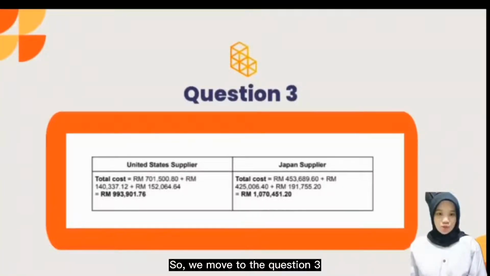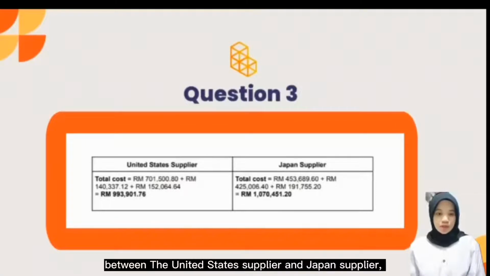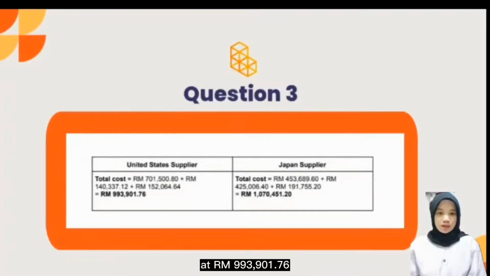We move to question 3, which asks us to determine which supplier Potim Group should sign the contract with. From the calculation that we did between the United States supplier and the Japan supplier, Potim Group should sign a contract with the United States supplier to import the electronic components for its production line. It is because the total cost of electronic components supplied by the United States is lower than Japan, at 993,901 ringgit Malaysia 76 cents compared to 1,070,451 ringgit Malaysia 20 cents.